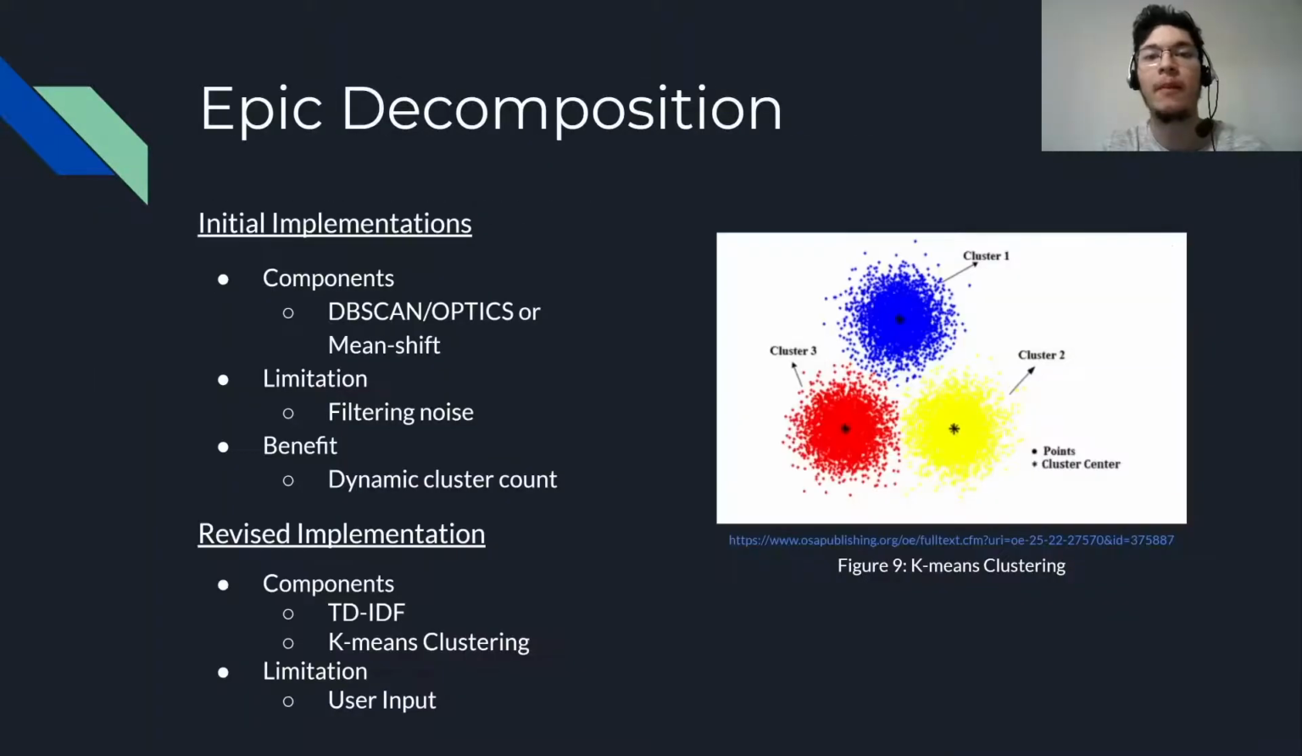Epic decomposition was initially implemented 3 different ways. The benefit of these ways allowed for a dynamic selection of clusters. A limitation was a large amount of noise meant that useful clusters were unable to be identified. The revised implementation used TF-IDF and k-means clustering. A limitation is that it required user input.